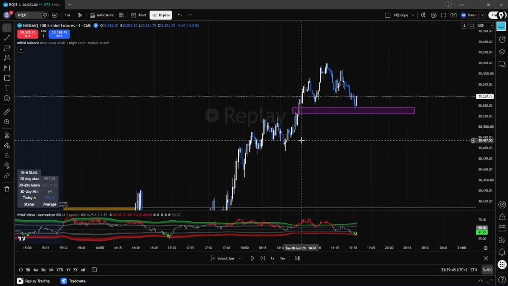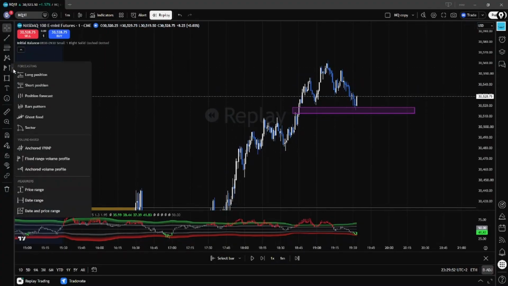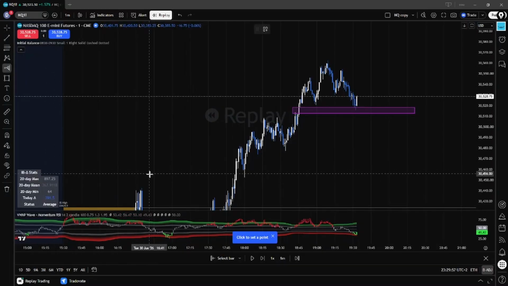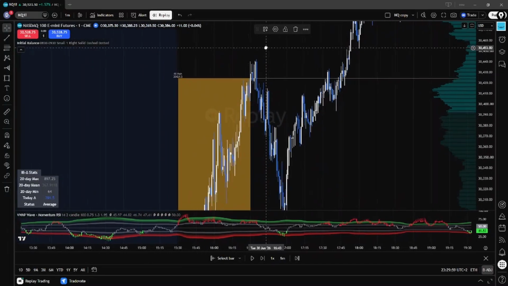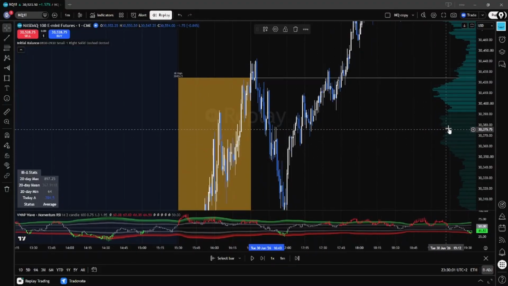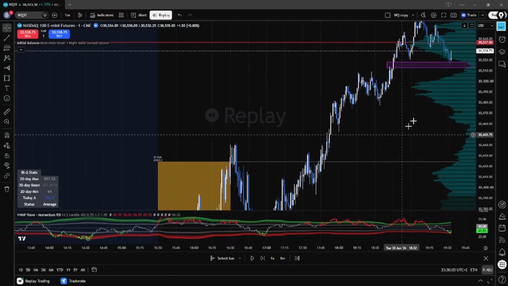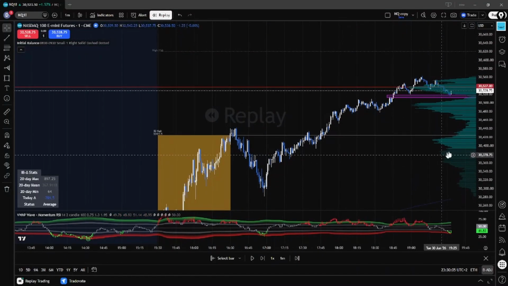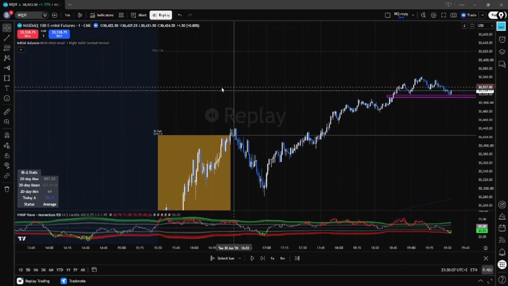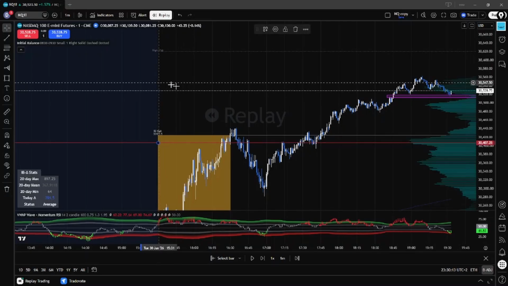However, I have this tool on my chart, the anchored volume profile. I keep that anchored to the opening of the NASDAQ, which would be 8:30 Eastern Standard Time, so 15:30 my time.